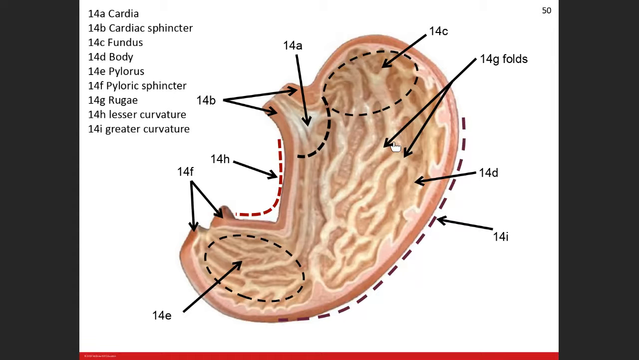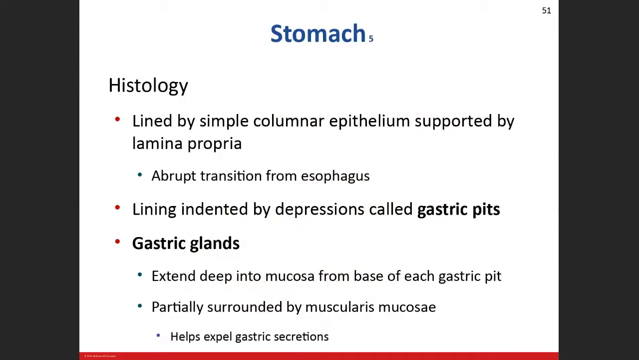The largest part of the stomach is the body. You can see the rugae, the folds. We have our greater curvature here, lesser curvature over here. And then the pylorus, as the stomach starts to assume this funnel-like configuration towards the exit of the stomach. And then we have the pyloric sphincter, that sphincter that will remain closed until it's time to release the chyme into the small intestine, into the duodenum.